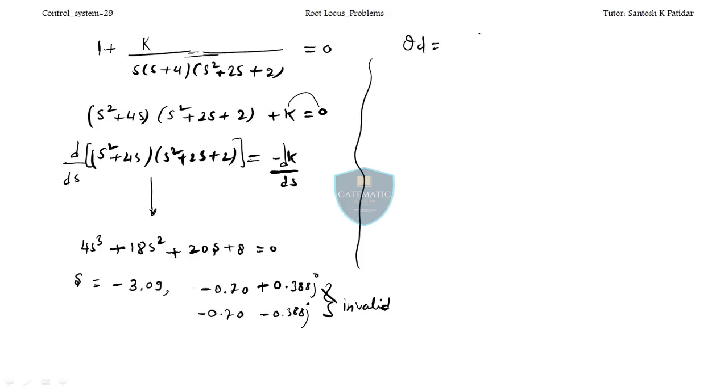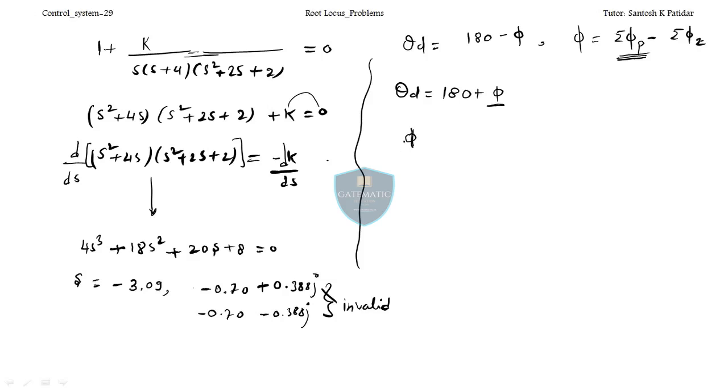Over here I'll calculate phi d, and the formula is 180 minus phi, where this phi is the summation of phi p minus the summation of phi z. Now I'll tell you two approaches: one is graphical, one is analytical. In the last question I told you the graphical method. Now I'll show you the analytical method. In the analytical method I'll use the formula phi d equals 180 plus phi, where this phi I can directly calculate.